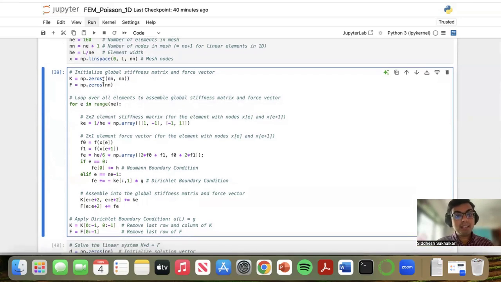In order to assemble the global stiffness matrix, we loop through all the elements and then add on the contribution of each element to the global stiffness matrix to then assemble the overall matrix. And similarly, the same thing for the force vector. So here we are looping through all the elements E. We begin by assembling KE, which is our 2 by 2 element stiffness matrix for element E, which has nodes XE and XE plus 1.